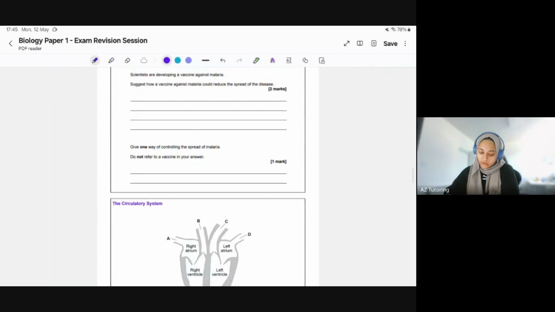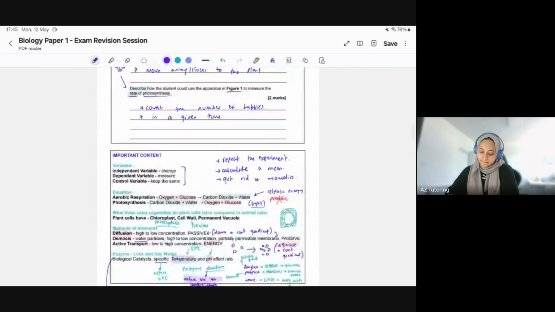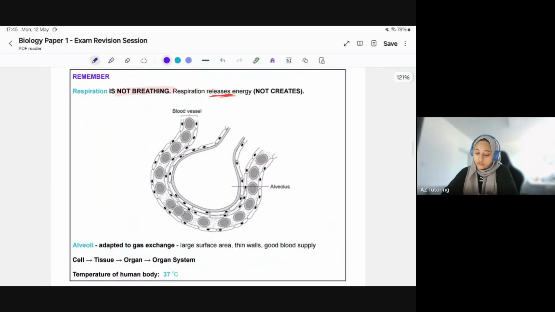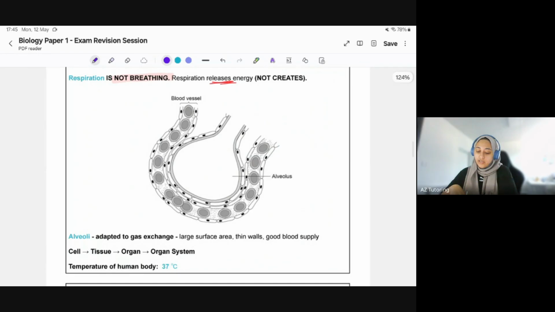Okay, let's go back up. Okay, so you should recognize this picture. Here we've got an alveolus. We say alveoli when we've got many. And this is a capillary here.